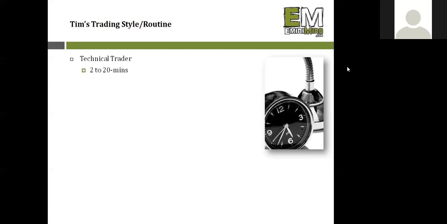So I'm mostly placing and managing my trades, and they last anywhere from 2 to 20 minutes. Sometimes I get into a trade and I end up catching a runner. And by nature of scaling out, I am able to stay in the trade for a long, long time in certain instances. Sometimes if it's a strong trend day, you can stay in all day.